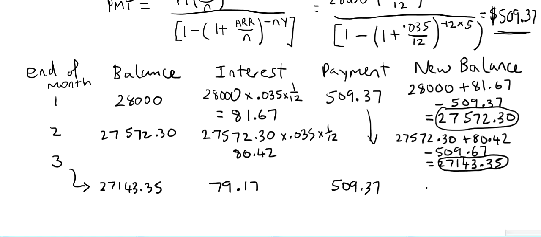509.37. And then my new balance, if you add the balance to the interest and subtract the payment, you should have, after 3 months, you can check this, 26,713.15. So that's the history of the loan for 3 months. And if you notice, some of my payment is going to just pay this interest, but the interest is going down slowly every month as I pay down this loan.